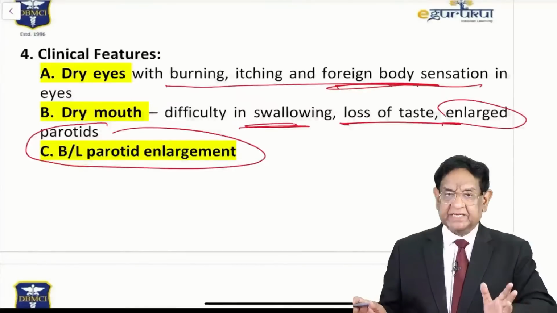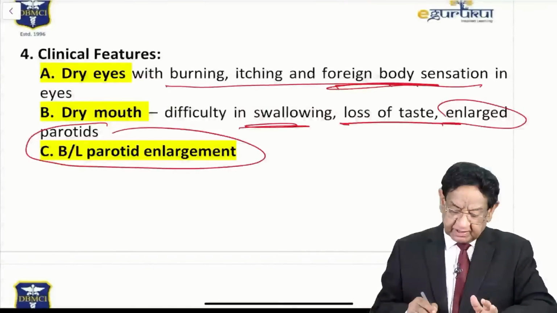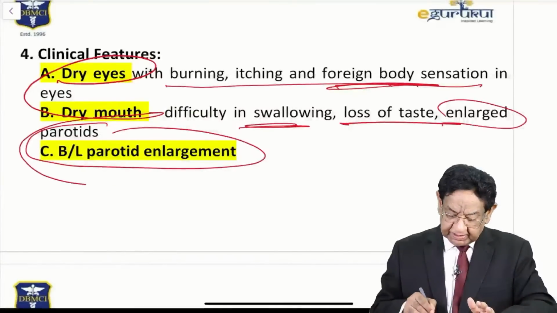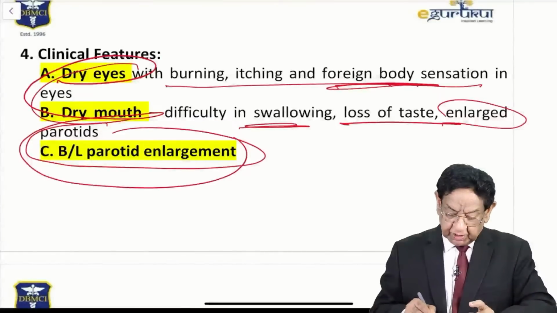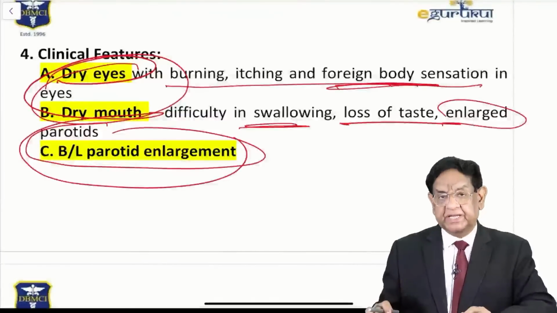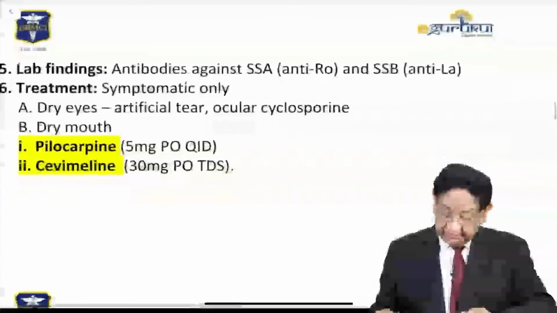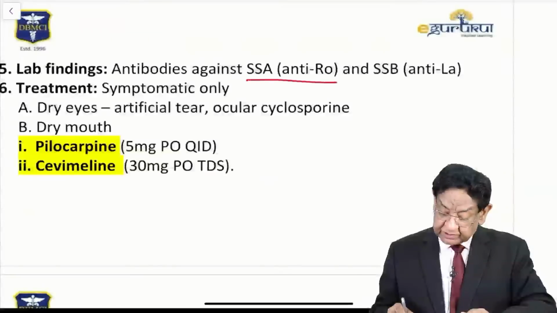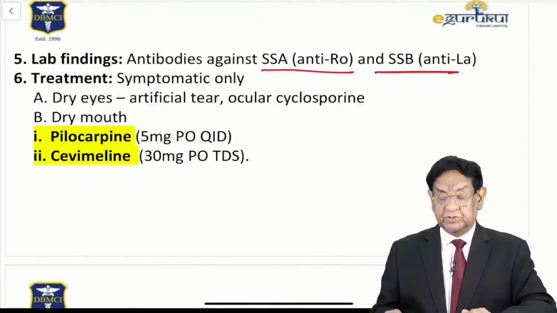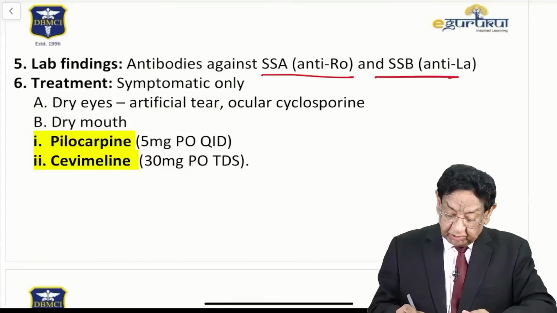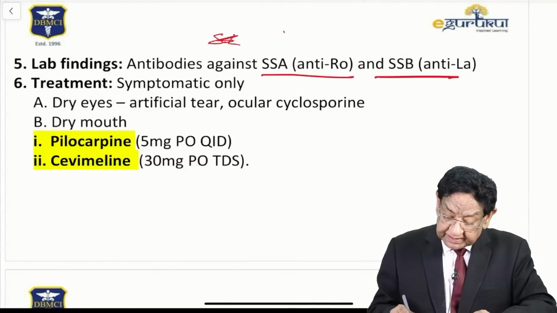However, from the exam point of view, the classical triad is dry eye, dry mouth, and bilateral parotid enlargement. Out of these, the first two are the real essential criteria. Lab findings: they have antibodies SSA, so-called anti-Ro, or SSB, anti-La antibodies. Just to inform you, these two antibodies are also present in SLE.